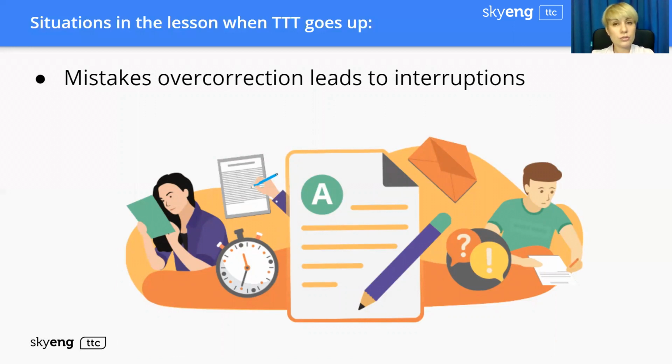It leads to interruptions. Again, it discourages the student, and the student doesn't want to talk. He thinks that all that he is doing is just making mistakes. So we better mind this and remember that when we overcorrect, it increases our TTT too.